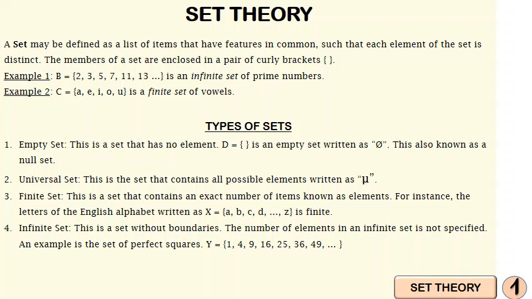Let's talk about types of sets. The first type of set is the empty set, otherwise known as the null set. This is a set that has no element, as shown in our example D, consisting of the curly braces without an element in it. Next is the universal set. This set contains all possible elements, written as mu.